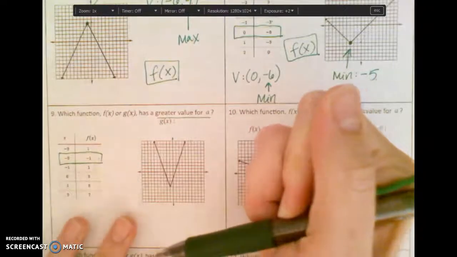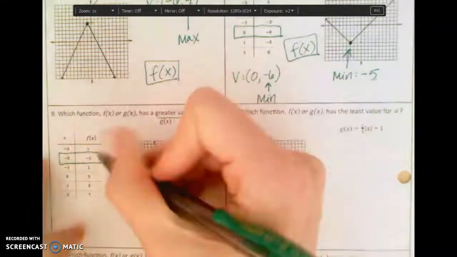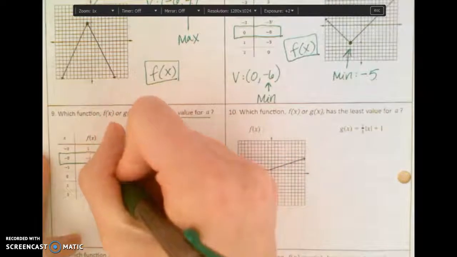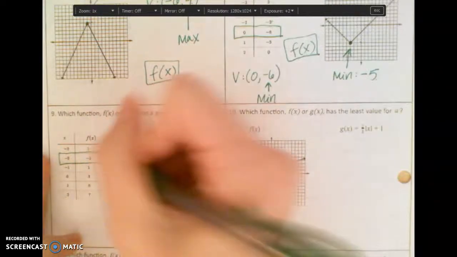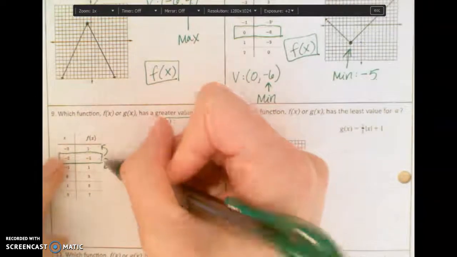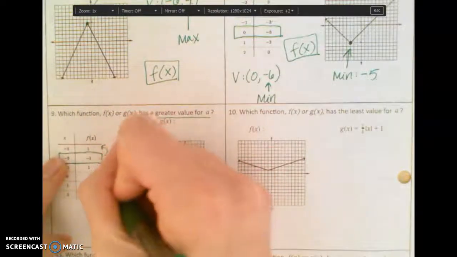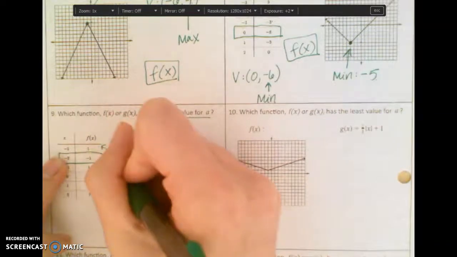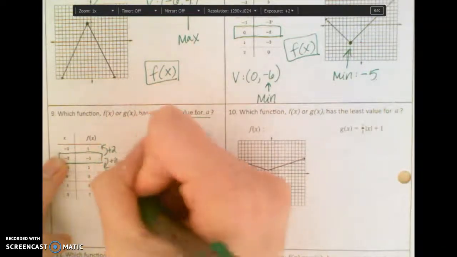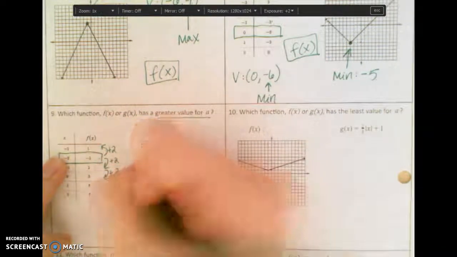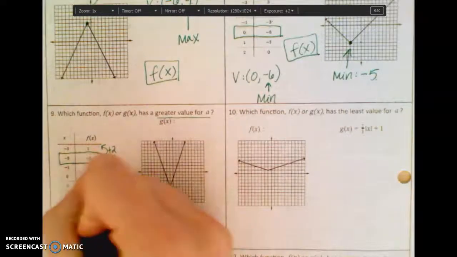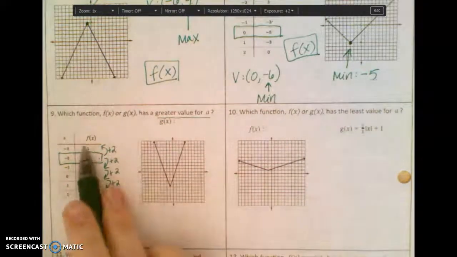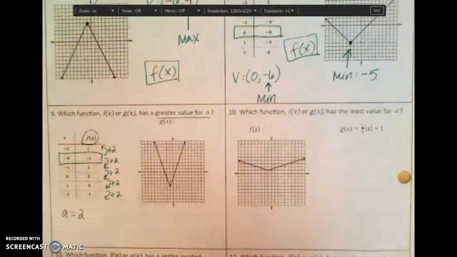Well, how do I find my a value from the table? I start at my vertex and I say, how am I getting to my next numbers? So how do I get from negative 1 to 1 and then 1 to 3, 3 to 5, 5 to 7? Well, from all of those I am adding 2. Adding 2, adding 2. So my a value is 2 for the function f of x.